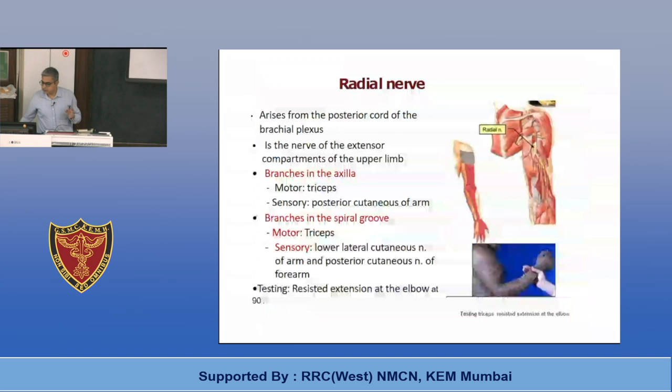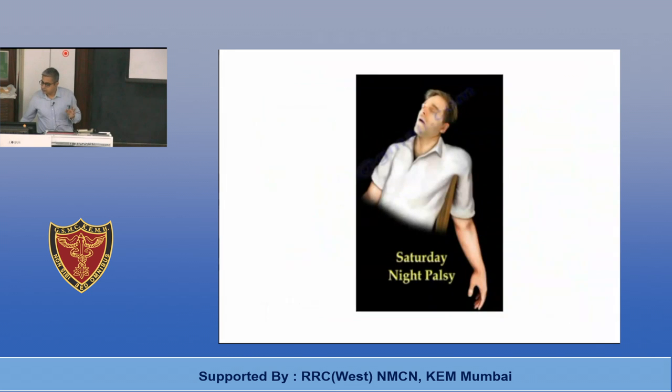Then radial nerve already covered. Okay. One thing I would just say, Saturday night paralysis. Saturday night paralysis means the person sleeps on this, and in this groove the radial nerve is compressed. So it depends on the level of injury. Wrist drop will not occur if the injury is in the forearm, because the long extensor, the extensor carpi radialis longus, is preserved. Wrist drop means it should be like this. For wrist drop, the injury has to be above the spiral groove. Then only the wrist drop occurs. If there is a distal radial nerve injury, the wrist drop will not occur.